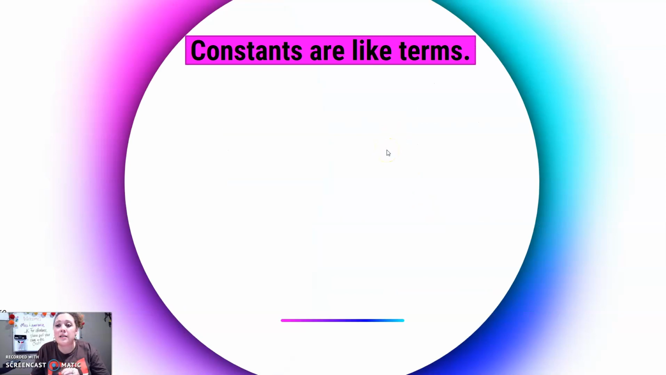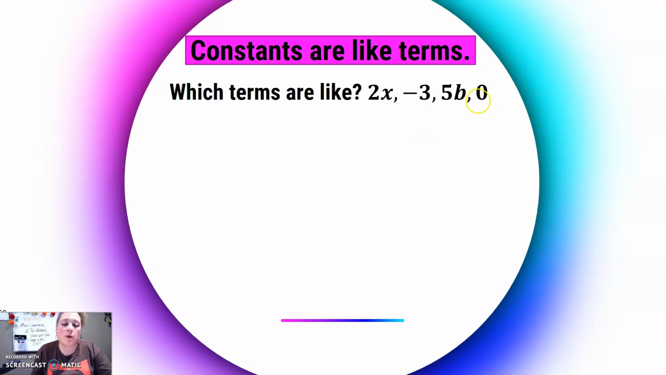Constants are like terms. Sometimes students get confused with this, like 5 and 25. Those are both constants. They're just numbers. They're like terms. You could just add them together. Or 6 and 4. They're like terms because you can just add them together. So let's do some practice. Which terms are like? 2x, negative 3, 5b, or 0? Take a minute and think.